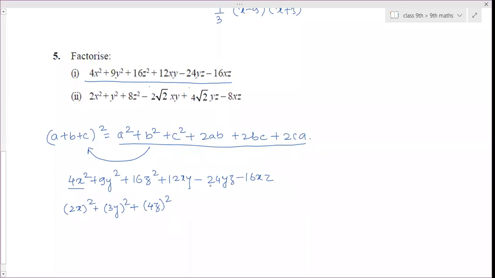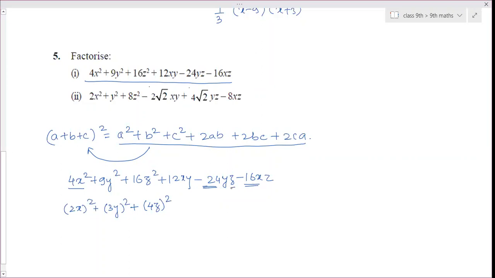But here these two terms are minus terms. That means any one of the three terms is negative. Now, which one is negative? For that, find this minus and this is also minus. In that, what common term is present? A variable is common in both of these.